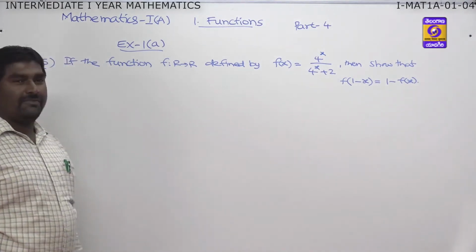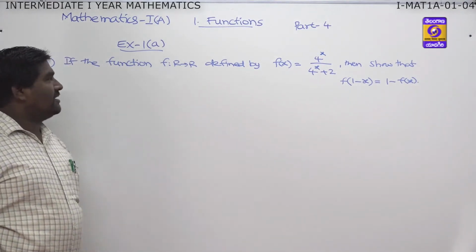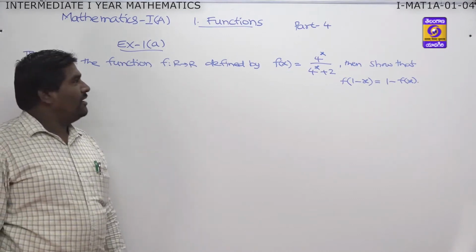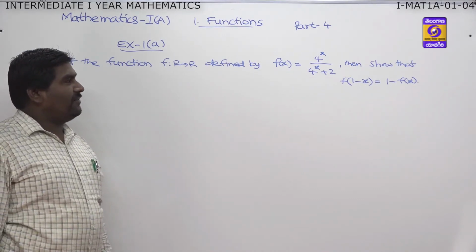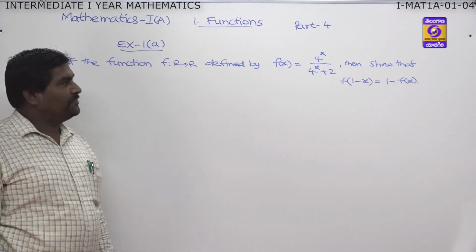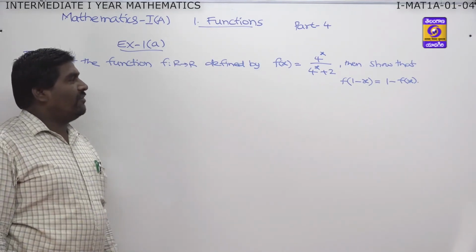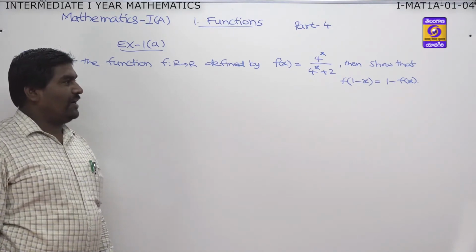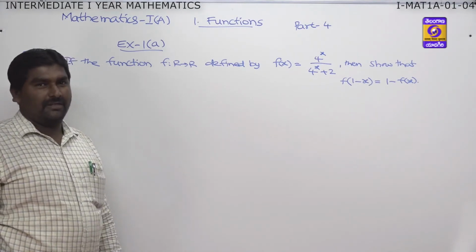Take the second section, fifth one. If the function f maps R to R is defined by f of x is equals to 4 power x by 4 power x plus 2, then show that f of 1 minus x is equals to 1 minus of f of x.